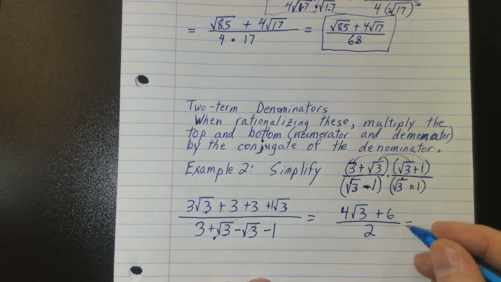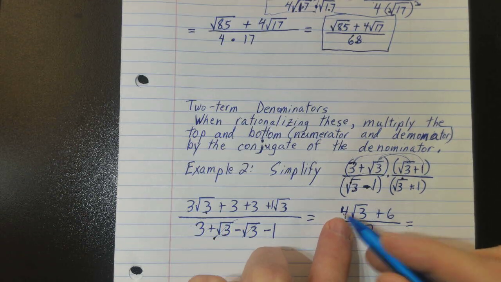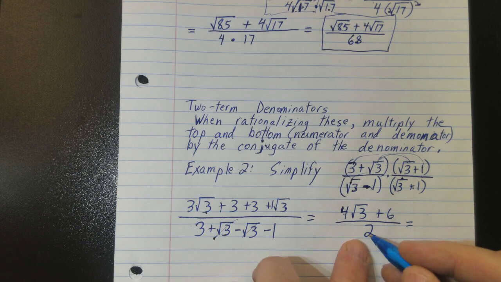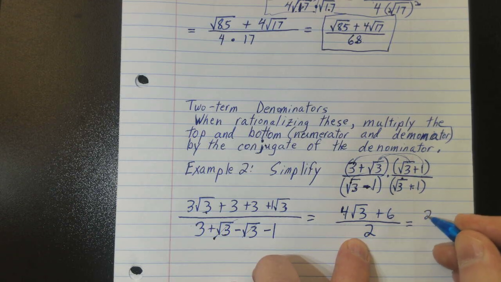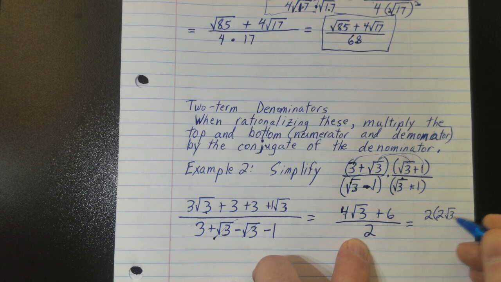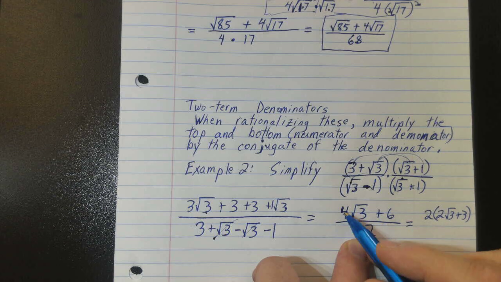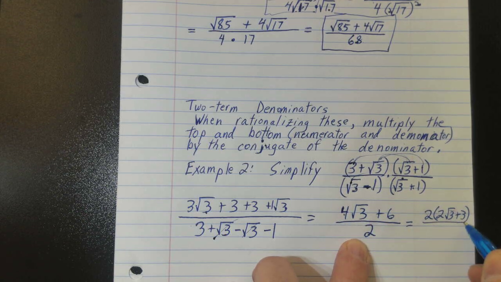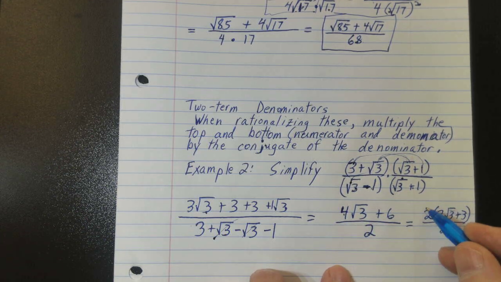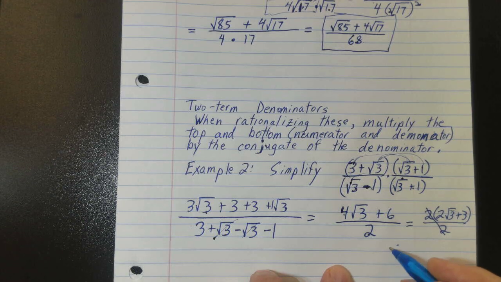I'm going to do one more thing. I'm going to factor a 2 out of both these terms so it'll cancel with this bottom to make it a little simpler. So 2 times 2 radical 3 plus 3. 2 times 3 is 6. So if I factor that and then put that 2 down here and cancel those out, I've got 2 radical 3 plus 3.